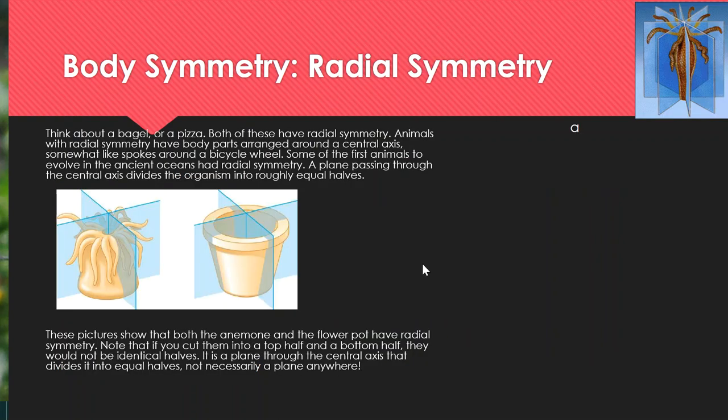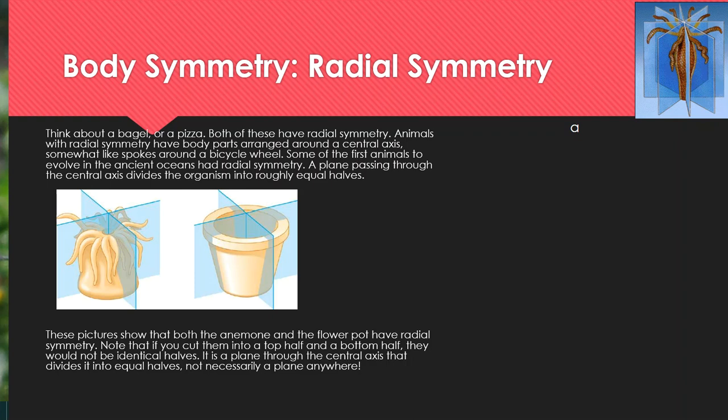Let's look at radial symmetry. Think about a bagel or a pizza. Both of these have radial symmetry. Animals with radial symmetry have body parts arranged around a central axis, somewhat like spokes around a bicycle wheel. Some of the first animals to evolve in the ancient oceans have radial symmetry.